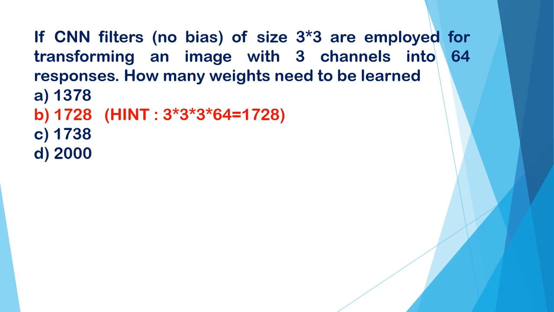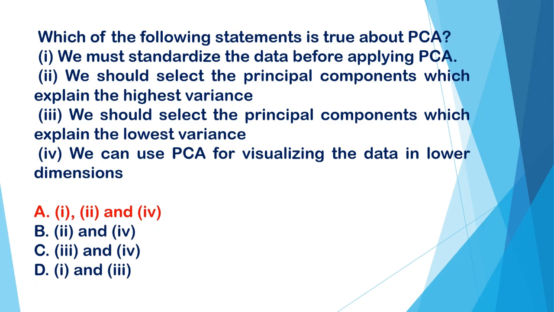1728. यानी जो आपको साइज दे रखा है 3 into 3 उसको मल्टीप्लाई करिए नंबर ऑफ चैनल से और उसके बाद उसको मल्टीप्लाई करिए नंबर ऑफ रेस्पॉन्सेस से. So you will get the correct answer that how many weights will be required. So correct answer is B. 1728.